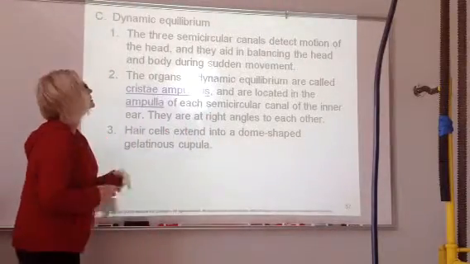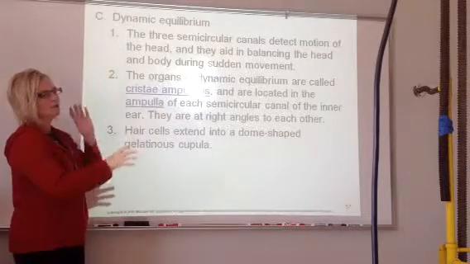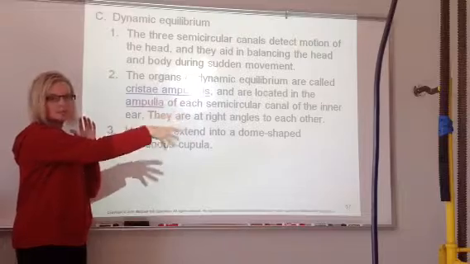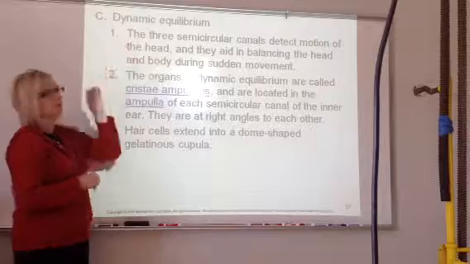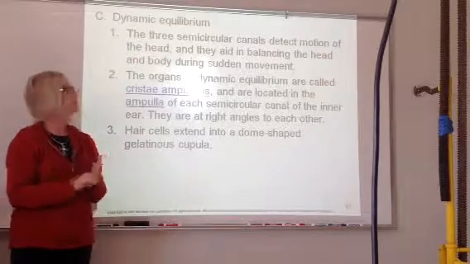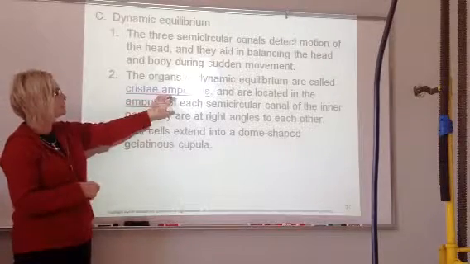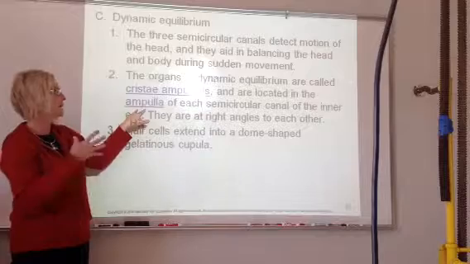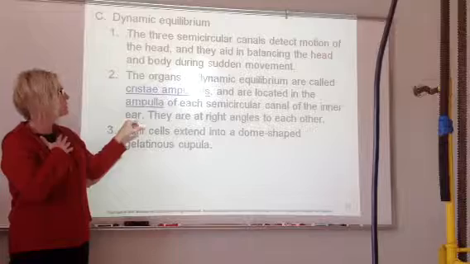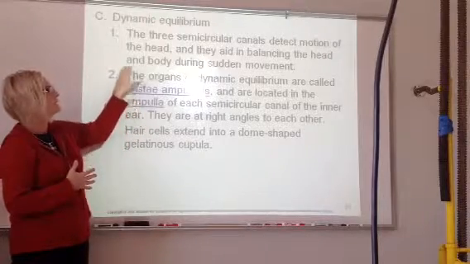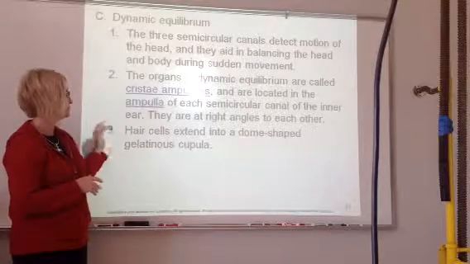Dynamic equilibrium, the moving part, deals more with the semicircular canals. So you had your cochlea, the snail-looking portion of the ear that deals with hearing. These semicircular canals are going to deal with dynamic equilibrium or movement. The main organs are called cristae ampullaris, and they are inside of the ampulla of your semicircular canals. Most important to me, I want you to know that the semicircular canals are associated with dynamic equilibrium.